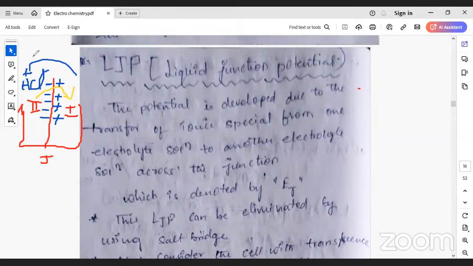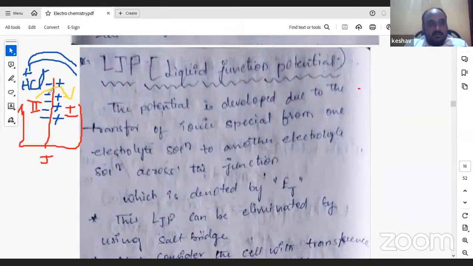One more H plus is transferred, one more negative charge will be here. Another H plus is transferred, another negative charge. For example, if Cl minus ions are transferred, here this becomes positive. If Cl minus ions are transferred, these all become positive because the negative ions are transferred.